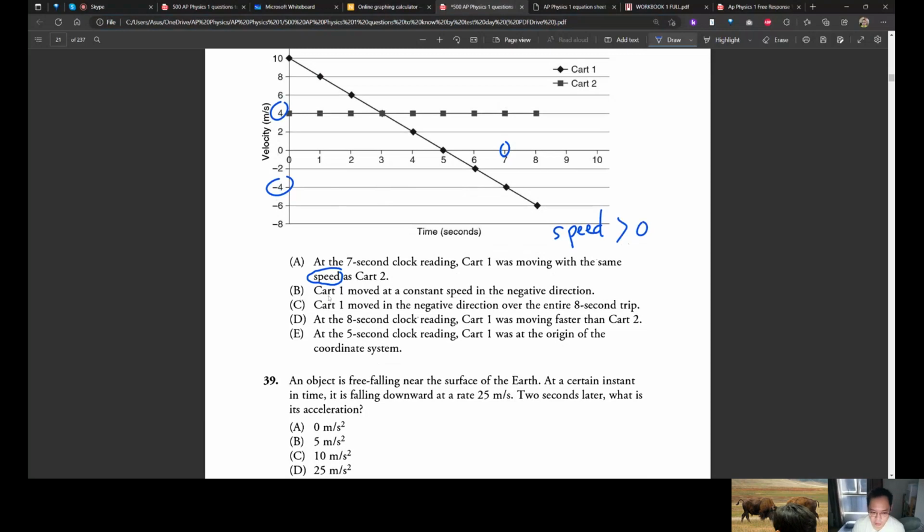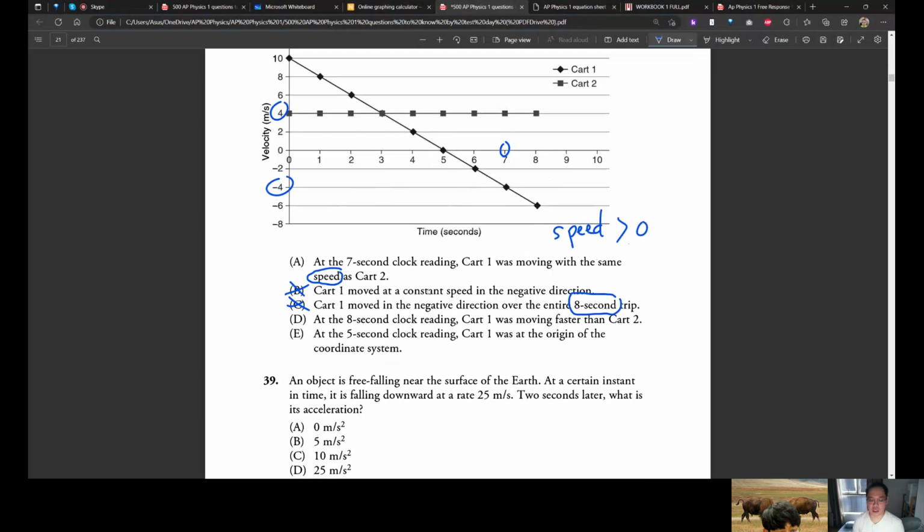Statement B: cart one moved at a constant speed. That is definitely wrong because it decelerates. It slowed down until 0 and then changed direction, so it is not a constant speed. B is wrong. C: cart one moved in the negative direction over the entire 8 second trip. It is wrong because it is not the whole 8 seconds, but only the last 3 seconds. So this is wrong.